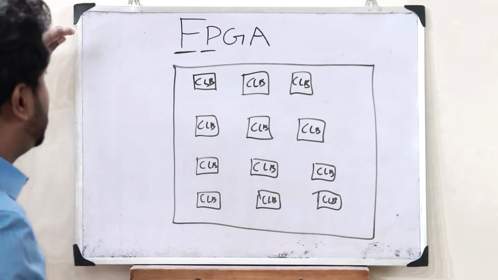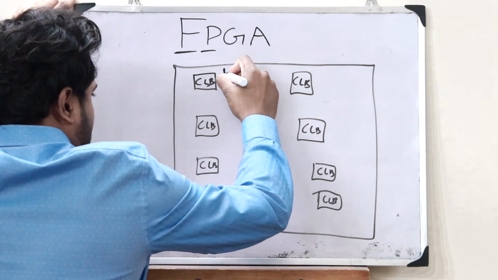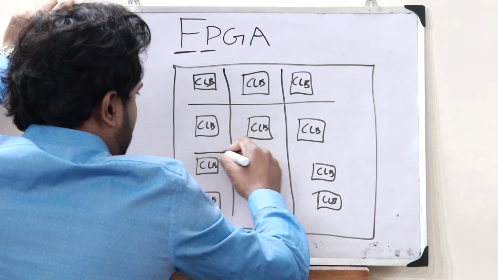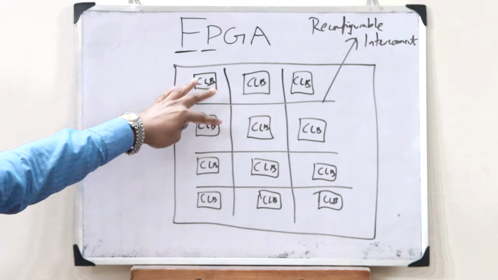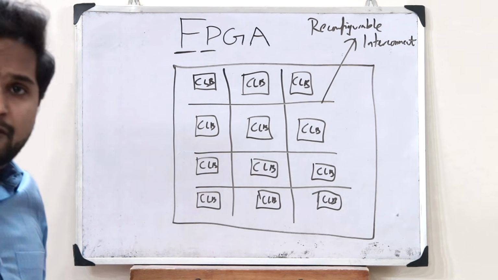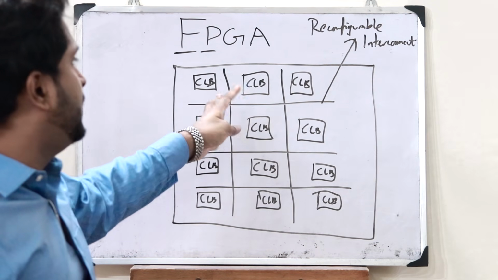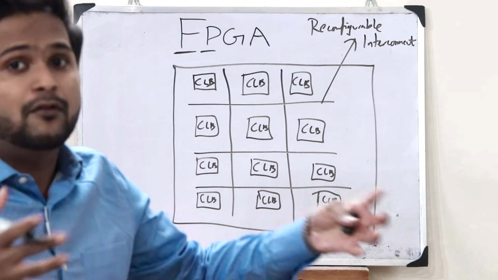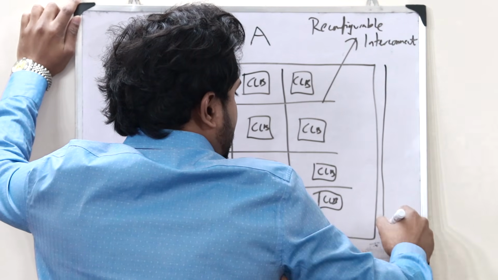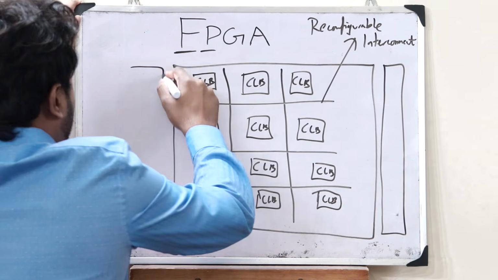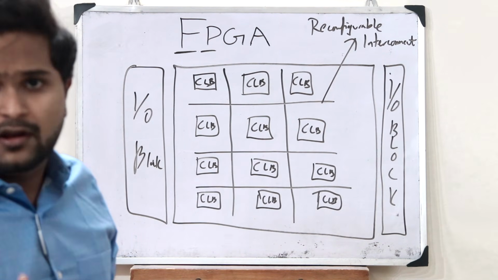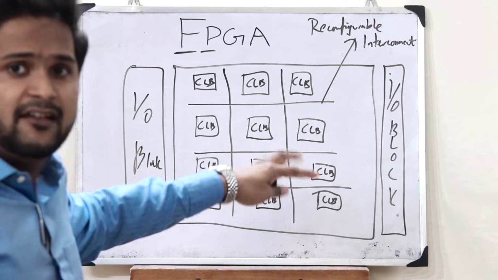And each of these CLBs are connected using a reconfigurable interconnect, which can be configured based on which all CLBs we require to be connected for our particular operation to be performed. And over here we have an input-output block. Here also we have an input-output block. This is to accept or give input and output from this particular FPGA.